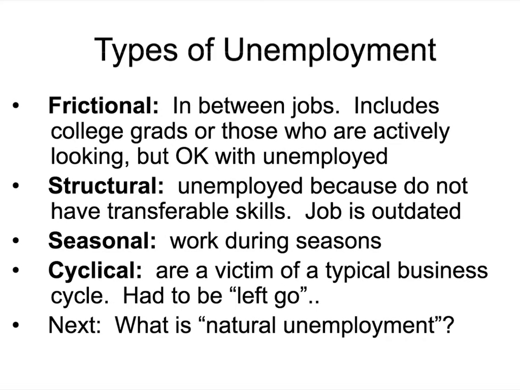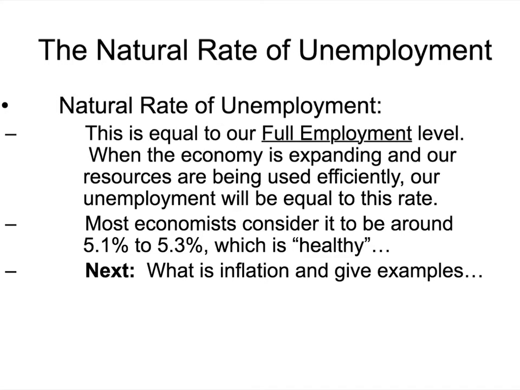Next. The four major types of unemployment are frictional, those who have skills and no jobs. Structural unemployment, usually those that are replaced by technology or low-level skilled employees. Seasonal unemployment, and then cyclical, which would be when there's a downturn in the economy and people get laid off. Next. The natural rate of full employment is somewhere around 5% today.